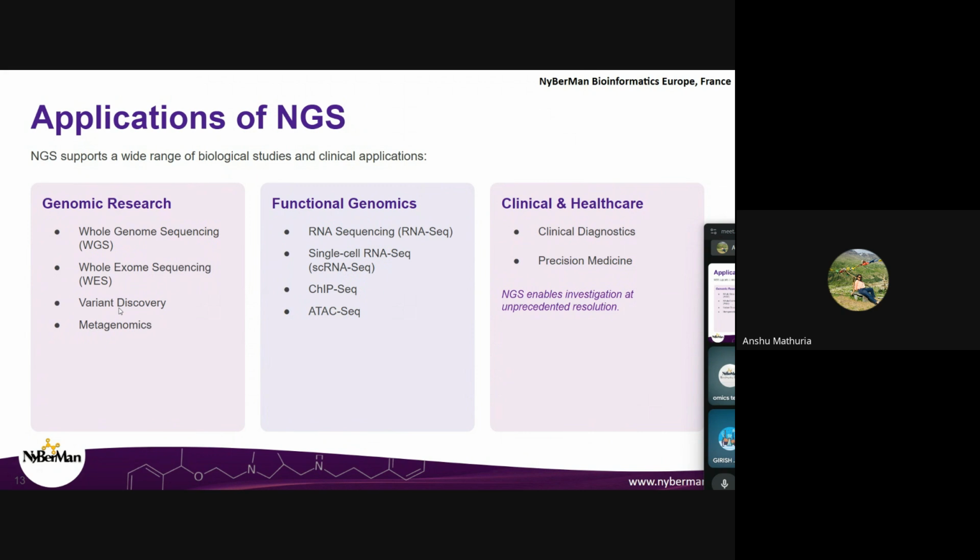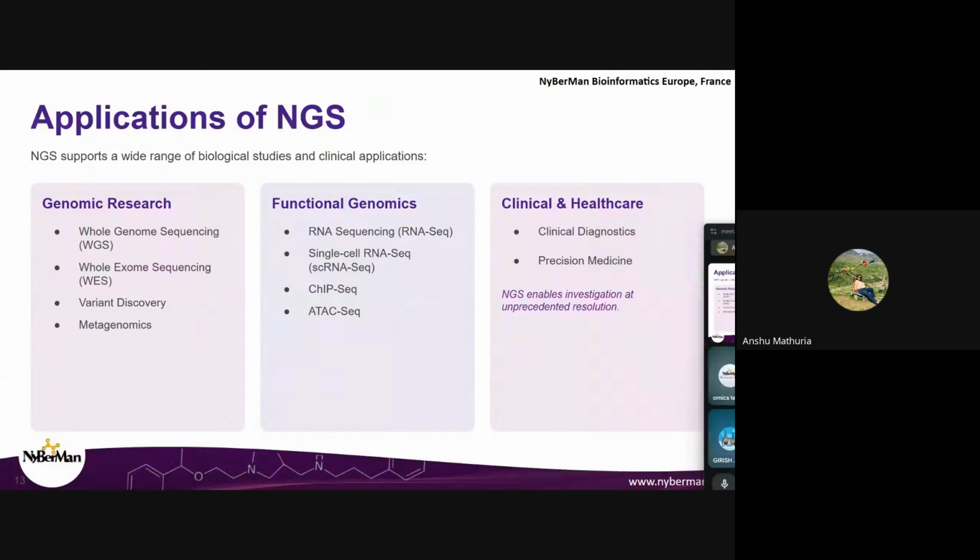Then you can do variant discovery, that is, you can detect if there is any SNP, deletion, mutation, addition, all of that can also be performed. Then we can do metagenomics. Metagenomics is another branch of this analysis where you are only understanding and analyzing the microbial data.